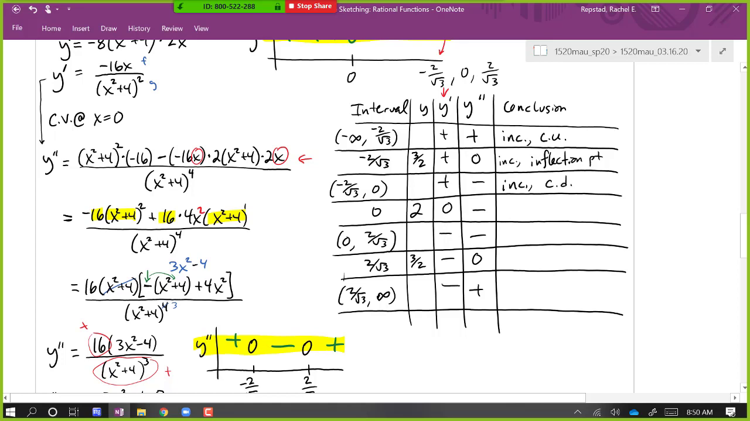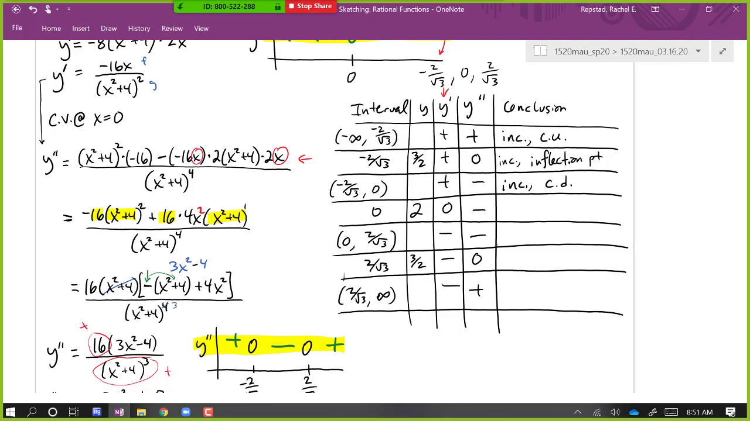What's happening at 0, 2? Like, what's happening at that point? It's a y-intercept, but what else is happening? We can see that the first derivative is 0. It's a critical value. Okay, so leveling off and concave down, leveling off because the derivative is 0. So what do we call that? It's when it's concave down at a critical value.